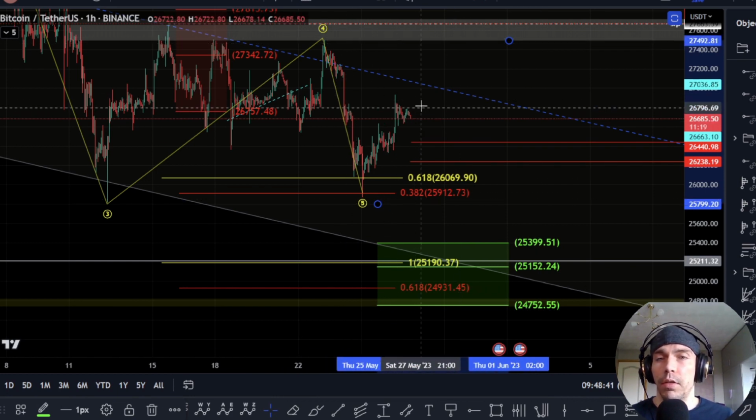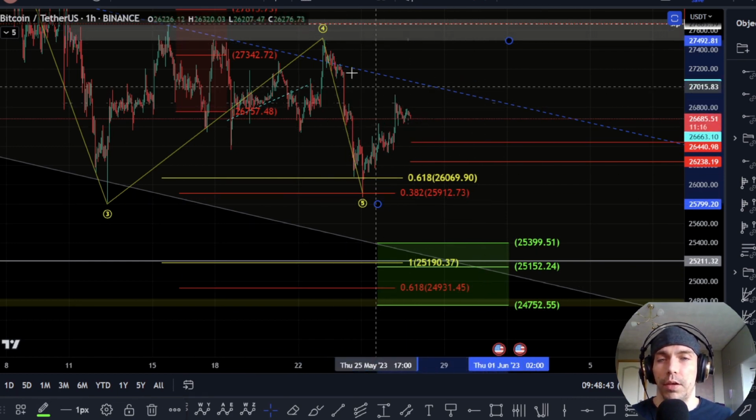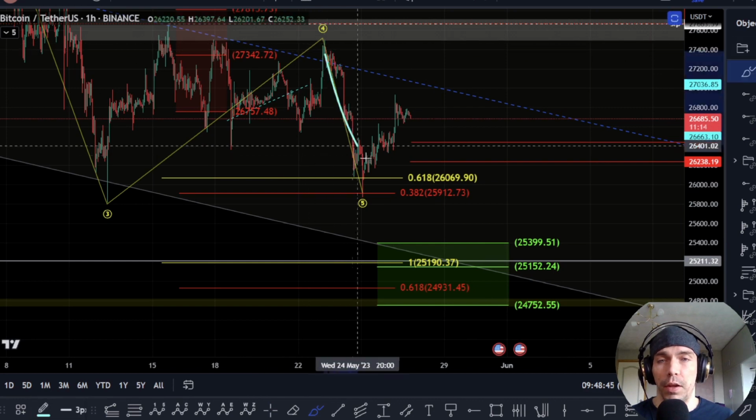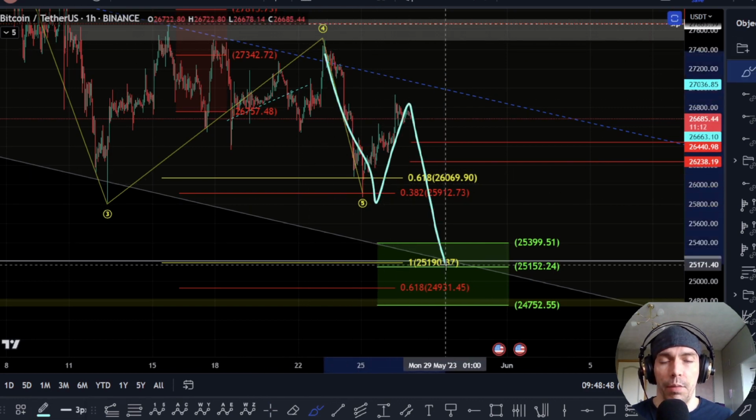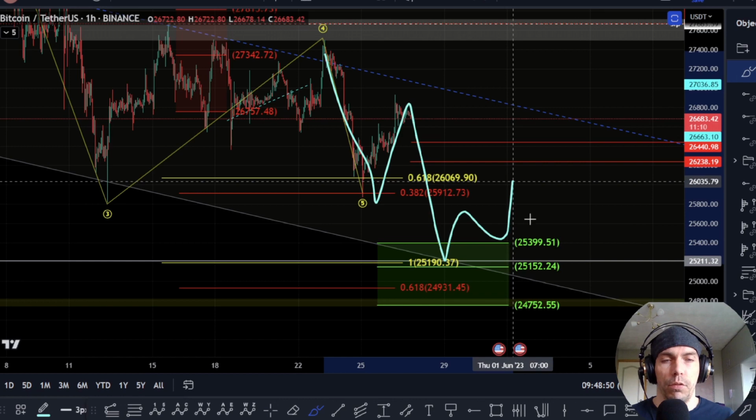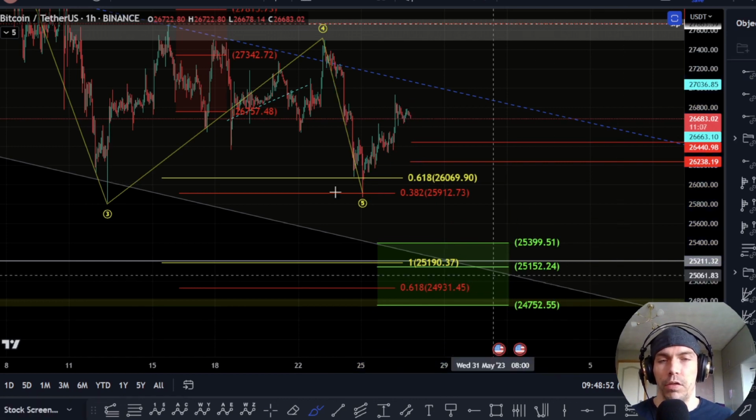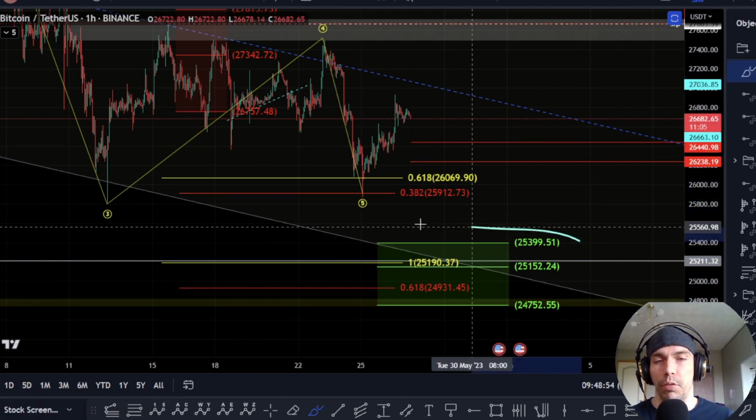Now, if we are looking at this, this would indicate that we're actually going to be extending out here unless we form something like a diagonal here, where this becomes ABC for 1, then we get a wave 2, 3, 4, and a 5, something like this, in which case, you know, possibly we might protect this area.